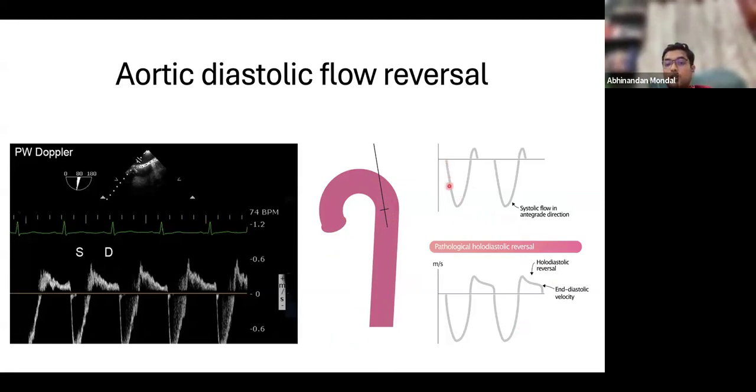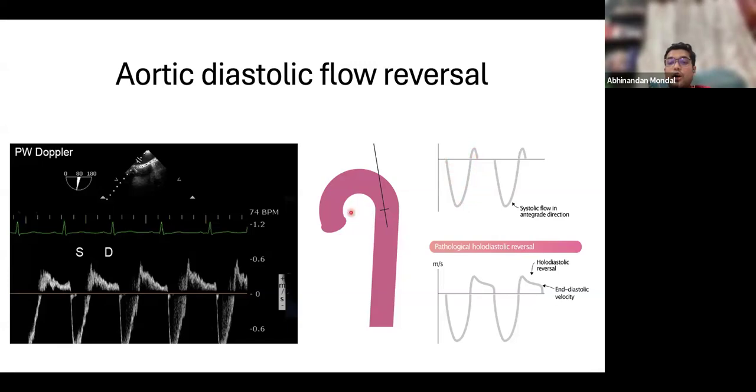So this is your systole. If we put a Doppler over your descending thoracic aorta in the long axis view, you will get a waveform like this. So it is a normal patient. There is a systolic flow and a small initial diastolic reversal. This is normal.